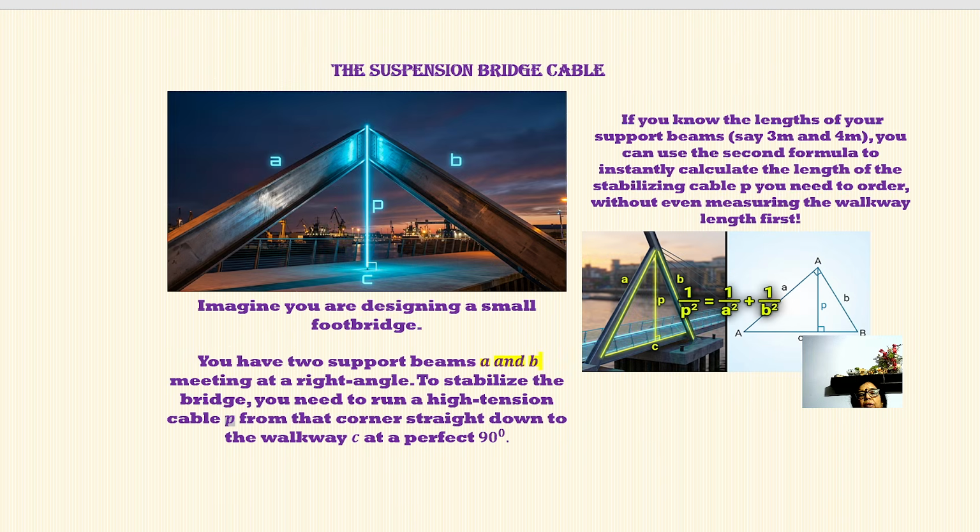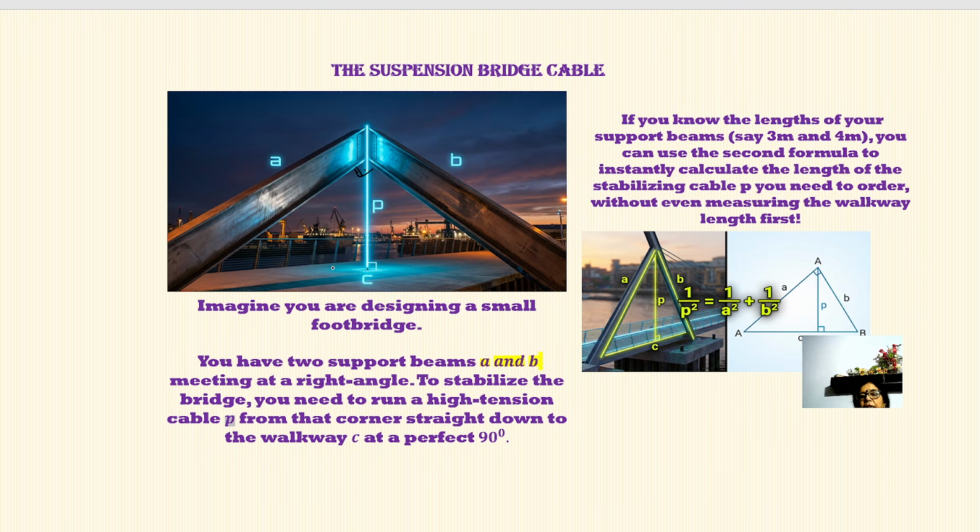Now, moving on to the next, here we have one particular very simple example of the application of this theorem that we have proved: 1 by P square is equal to 1 by A square plus 1 by B square, not the theorem, a concept. So here this is a suspension bridge, a very simple example, and these are the two beams over here, A and B. And to keep this stable, there is another high tension cable from this point, where these two beams are meeting at an angle of 90 degrees.